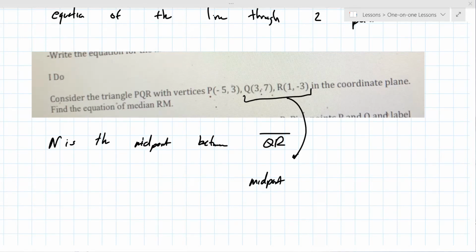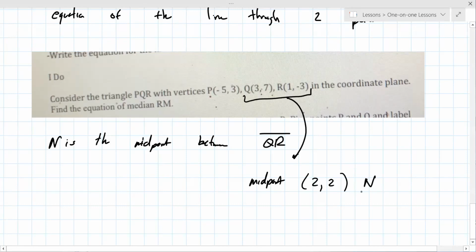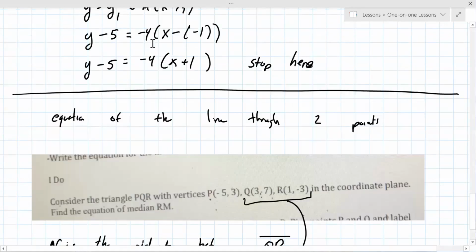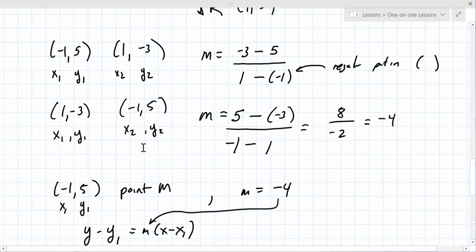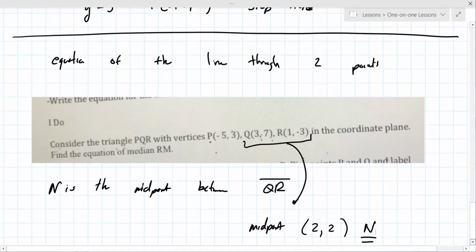It would be 2, 2. So the midpoint is at 2, comma 2. Agreed. Now, the midpoint is N. This is point N. If we go back up to our drawing, what's the other point that we're using? P. So we need to find the slope.